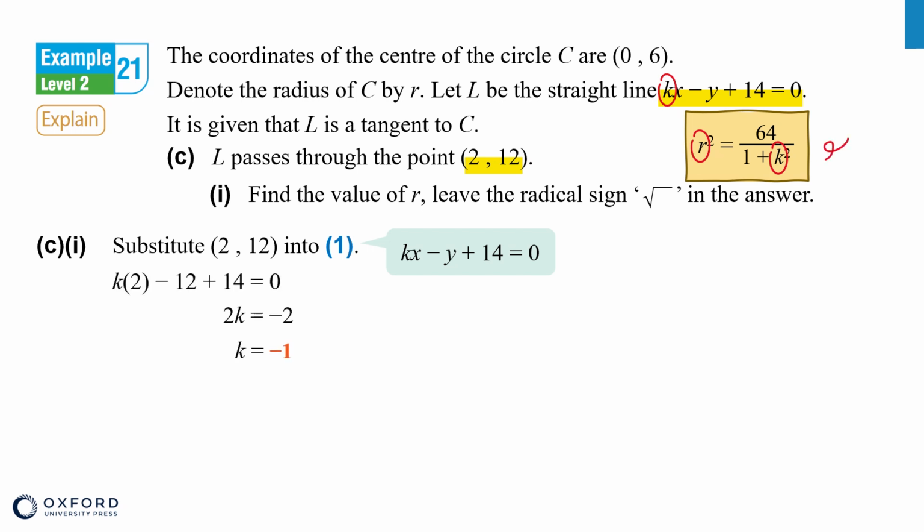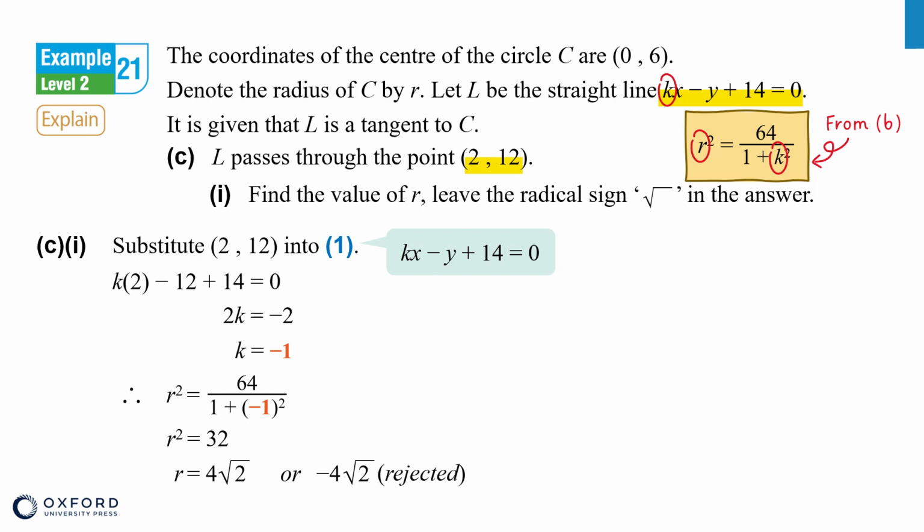Then, putting the value of k into the expression we found in part B, r squared is equal to 32. And r is equal to 4 times the square root of 2. Since r is a radius, it must be positive, so we'll reject the negative case.